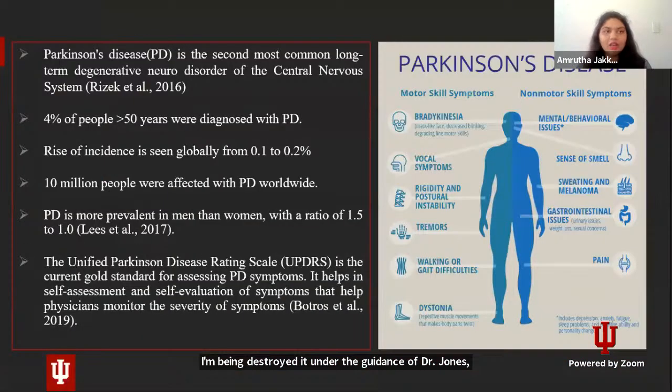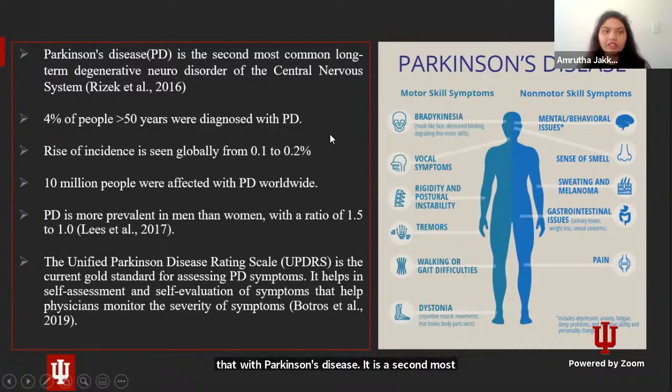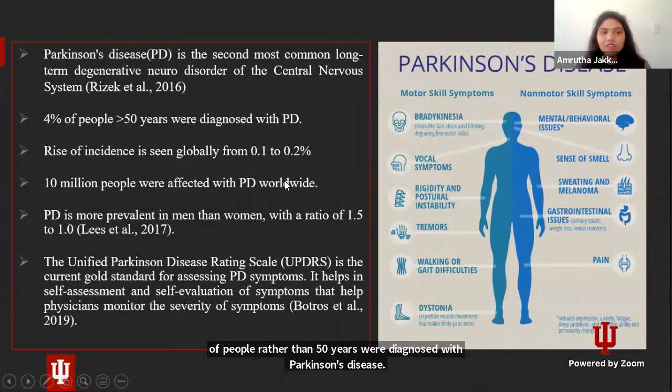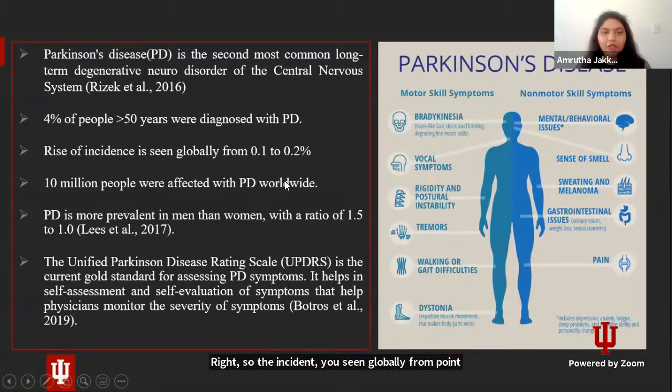Introduction. So I'm going to explain about Parkinson's disease. It is the second most common long-term degenerative neurological disorder of the central nervous system, due to the loss of dopaminergic neurons in the substantia nigra of the brain. 4% of people greater than 50 years were diagnosed with Parkinson's disease. A rise of incidence is seen globally from 0.1 to 0.2%. 10 million people were affected with PD worldwide. PD is more prevalent in men than women with a ratio of 1.5 to 1.